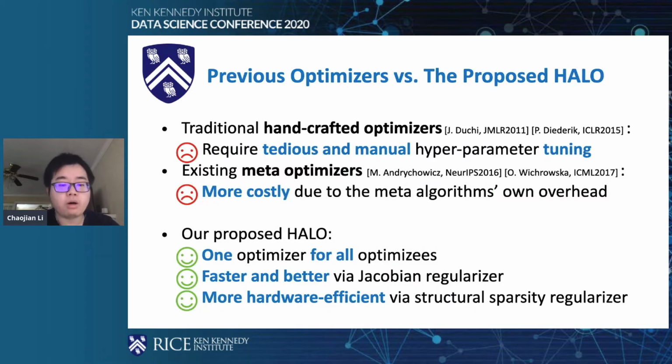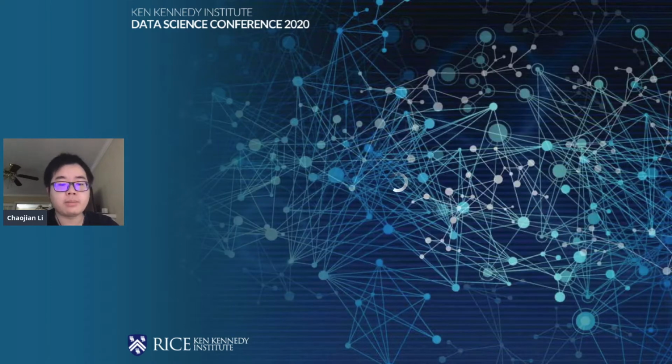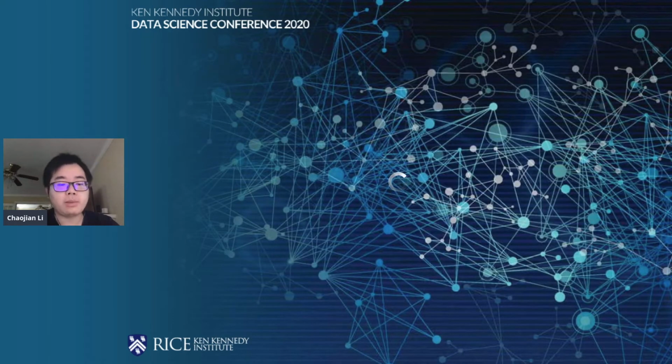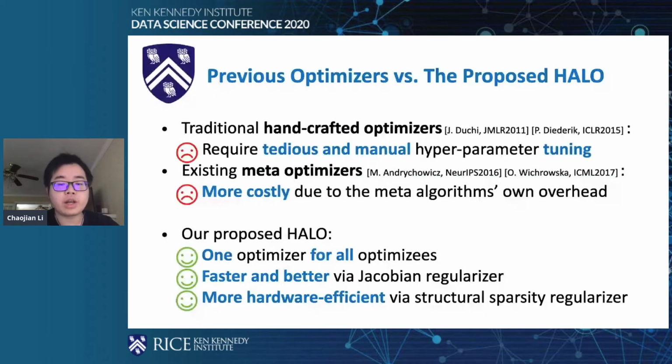To this end, we propose HELLO, hardware-aware learning to optimize, a practical neural optimizer dedicated to resource-efficient on-device adaptation. Compared with the previous optimizers mentioned above, our proposed HELLO has a one-for-all feature, one optimizer for all optimizees, which is for challenge 1. And HELLO is faster and better, added with an innovative Jacobian regularizer, which is for challenge 2. Finally, thanks to the proposed structured sparsity regularization, HELLO is more hardware efficient, which is for challenge 3. Then I will give more details about them.